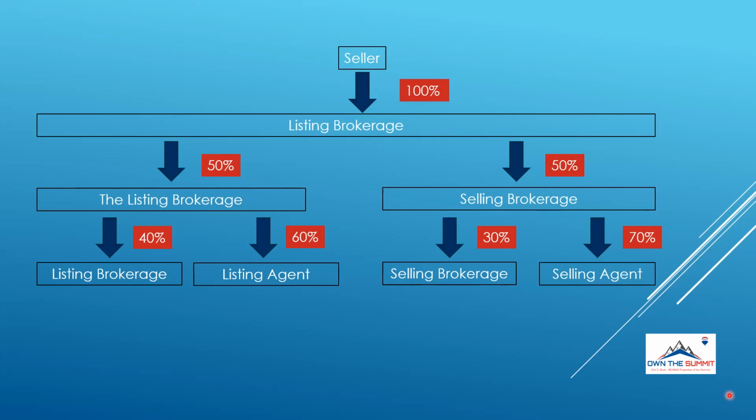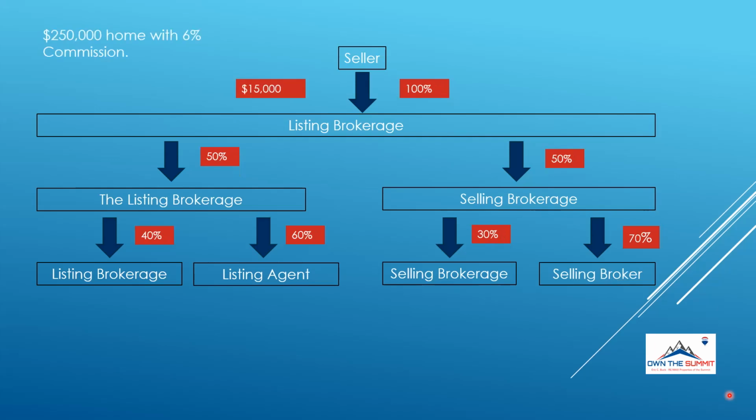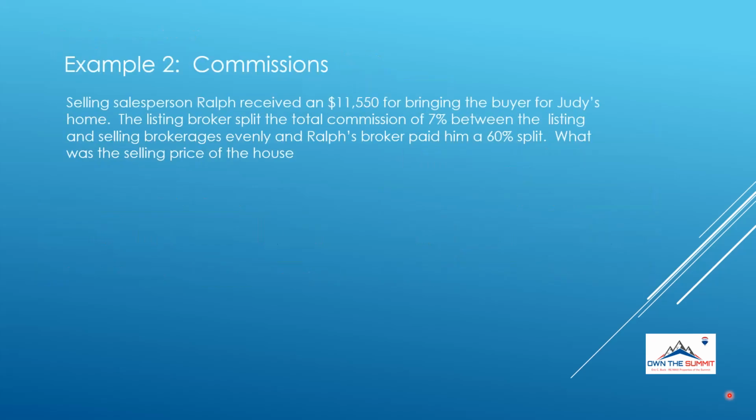Put some hard numbers to this. We got a $250,000 home with a 6% commission, so the total commission is $15,000. Split that 50-50 between the two. That's $7,500 for each of the brokerages. And then we split those dollars between the two agents. And we have the listing agent getting $4,500, the selling agent getting $5,250.